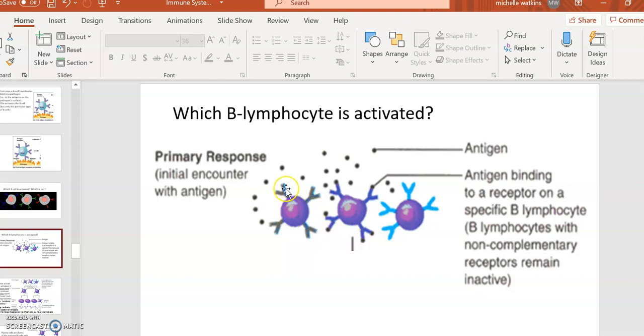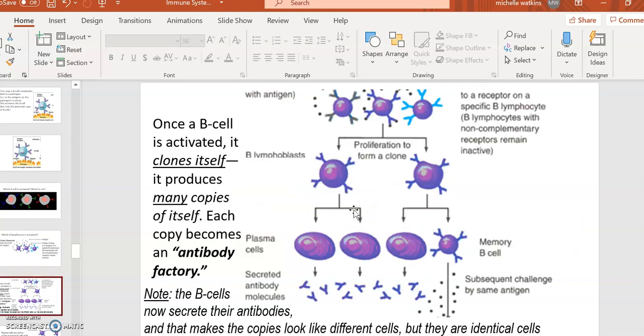These are no help. They don't have the specific code for binding with this antigen. This one also, it just can't bind to that antigen. They don't fit together. This is the big help. This one with the royal blue antibodies somehow binds to the antigen that has just entered your body. And so what does it do? It becomes activated. All right, so that previous picture was a zooming in on this. Here we have the same thing going on, and you see this is the one that binds to the antigen. This one becomes activated.